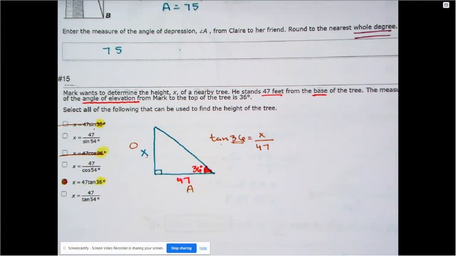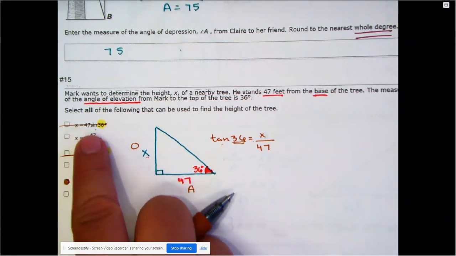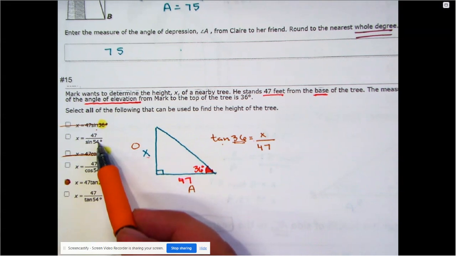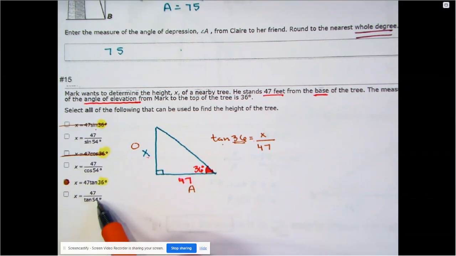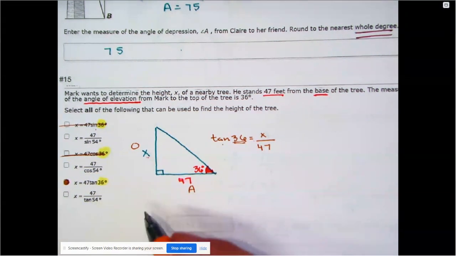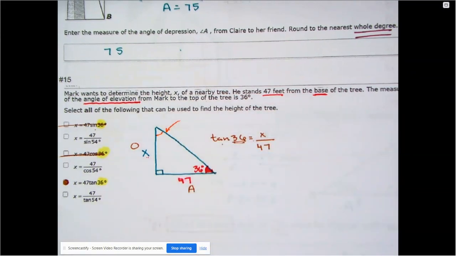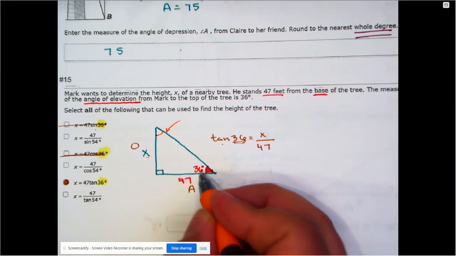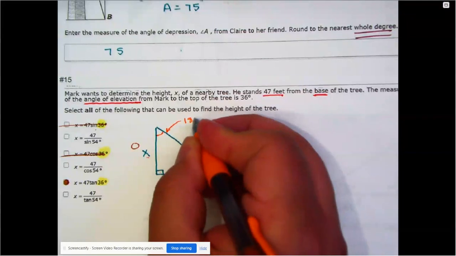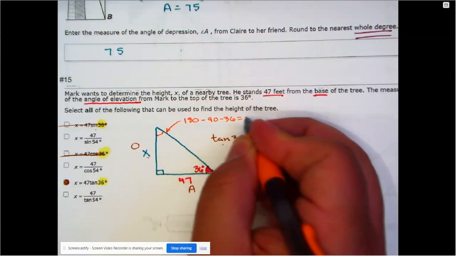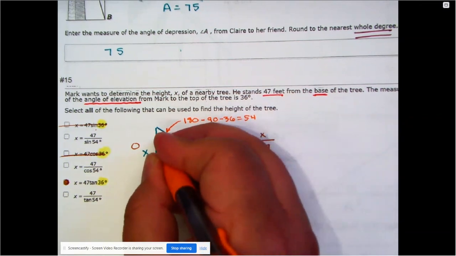Now, I say one because they said select all. So we have to notice something about the other choices. They said 54, 54, 54. And if you're wondering, where in the world did they get that 54? Remember, there is one more angle in this picture. This is 90. This is 36. It's no surprise that when I go 180 minus 90 minus the 36, yeah, we get 54.